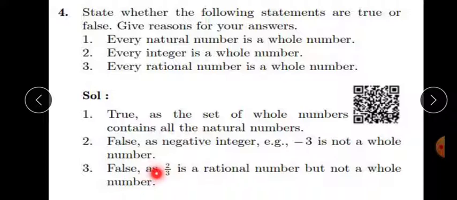Let us take one example, 2 by 3. Now see, 2 by 3 is a rational number, but it is not included in whole numbers. So every rational number is not a whole number.